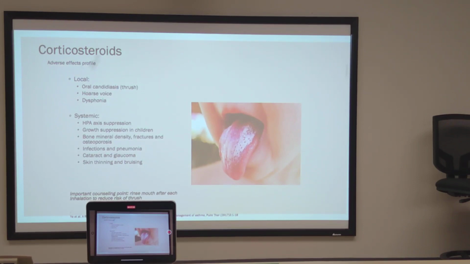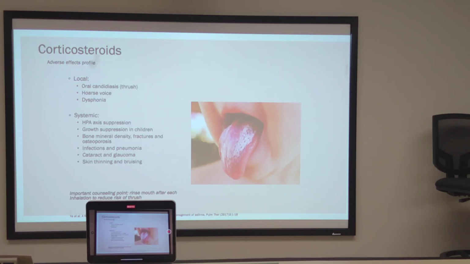All right, now corticosteroids. One thing that's very important to note is that it can cause what we call thrush. Essentially, it's like a fungus that can grow on your tongue. So whenever patients are on these medications, we always make sure that we counsel them to wash and rinse their mouth out after each use of an inhaled corticosteroid.